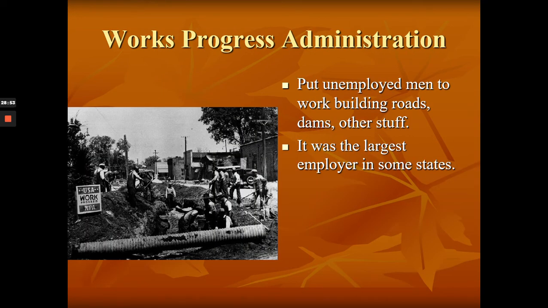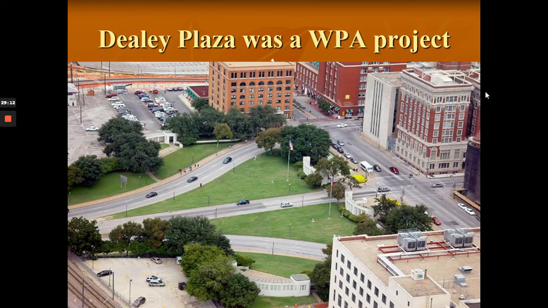I've never seen the WPA on the test, but what they would do is like the TVA. They would take men in urban areas and put them to work beautifying the cities. So the TVA is for rural areas, the WPA is for urban areas. Dealey Plaza in Dallas, you see all these white buildings, you see all the greenery. This whole thing was built by the WPA. And this is where Kennedy was shot. He was shot right here.